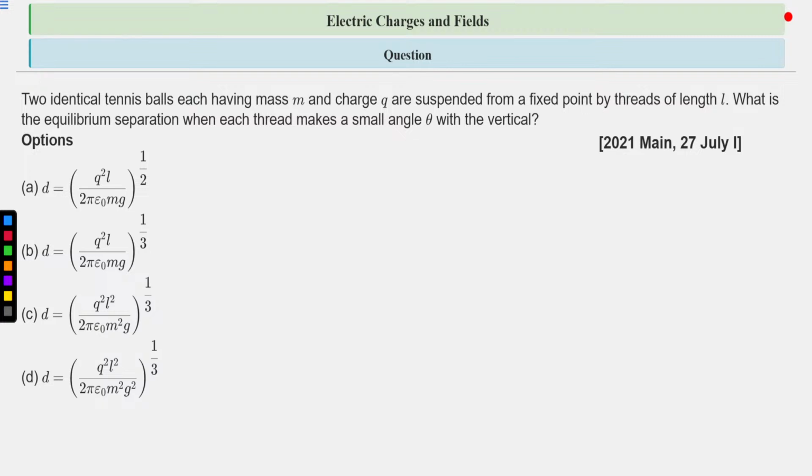Okay, so 4 options are given. A: d equal to (q square l upon 2 pi epsilon naught mg) raised to power 1 by 2. B: d equal to (q square l upon 2 pi epsilon naught mg) raised to power 1 by 3. C: d equal to (q square l square upon 2 pi epsilon naught m square g) raised to power 1 by 3. D: d equal to (q square l square upon 2 pi epsilon naught m square g square) raised to power 1 by 3. So I will give you some time to think.